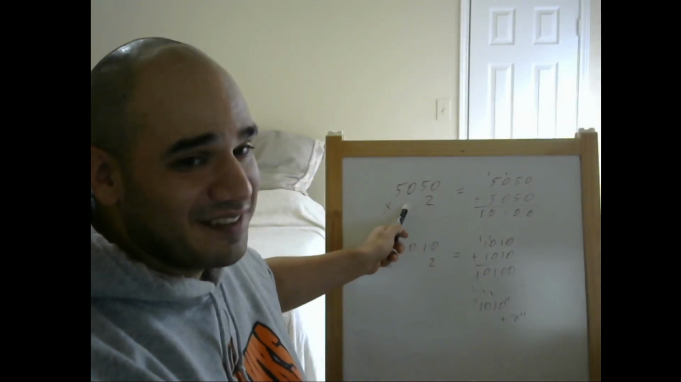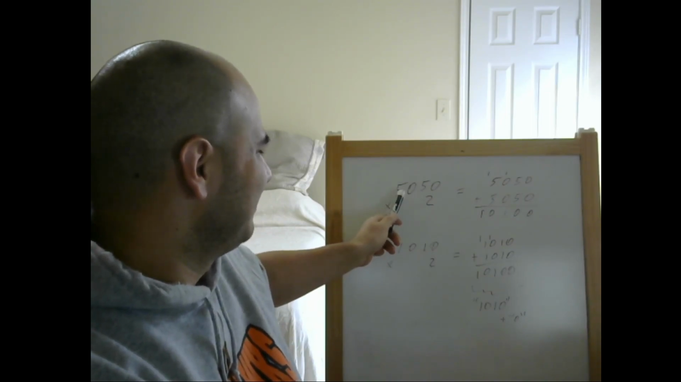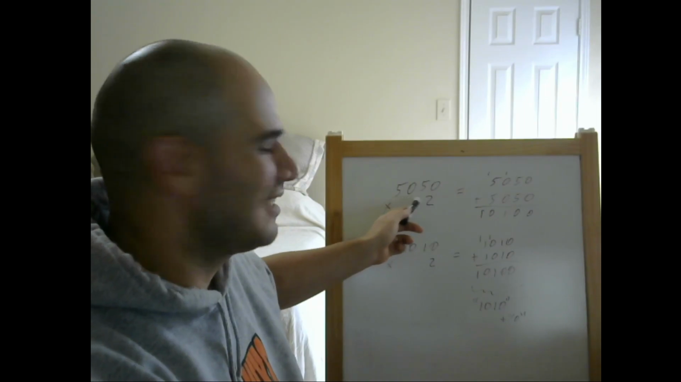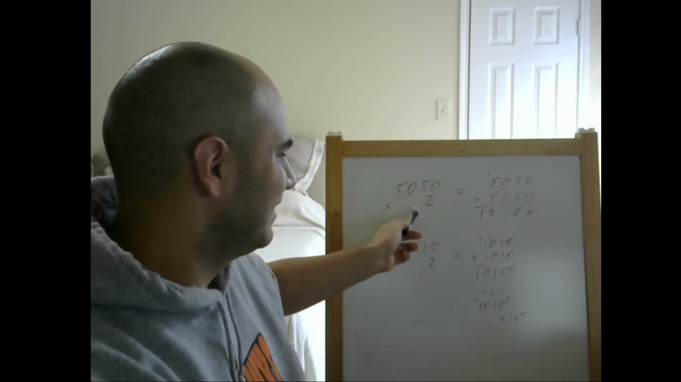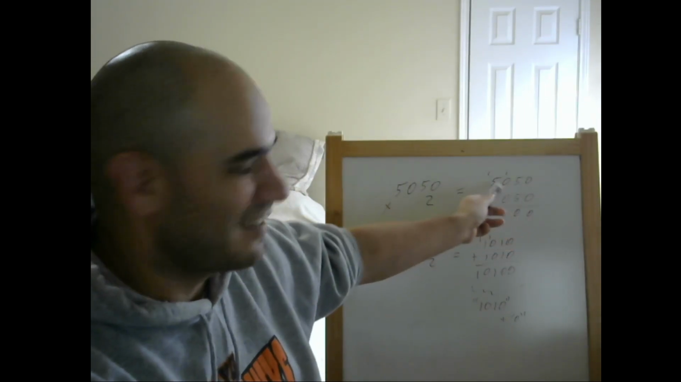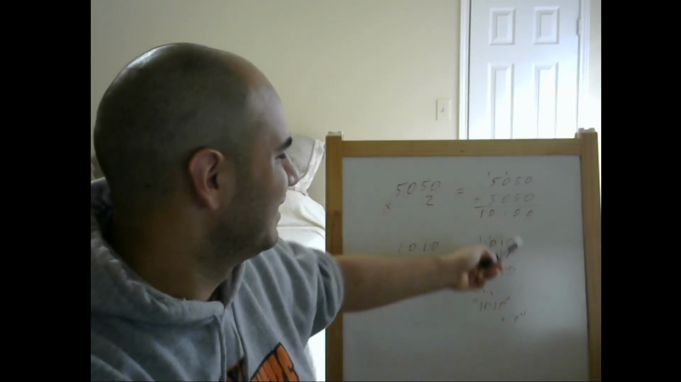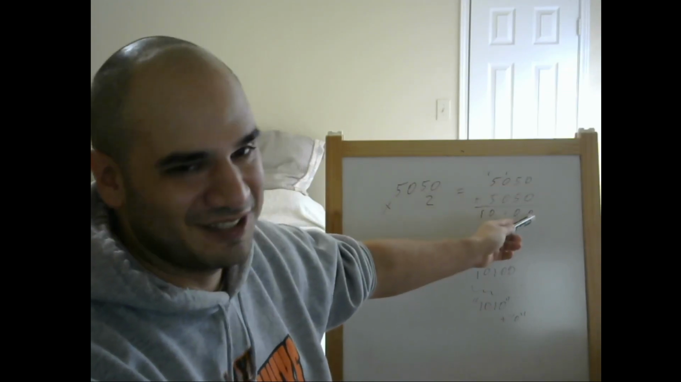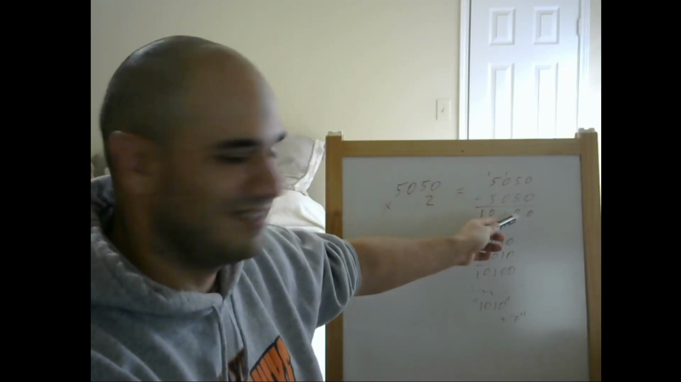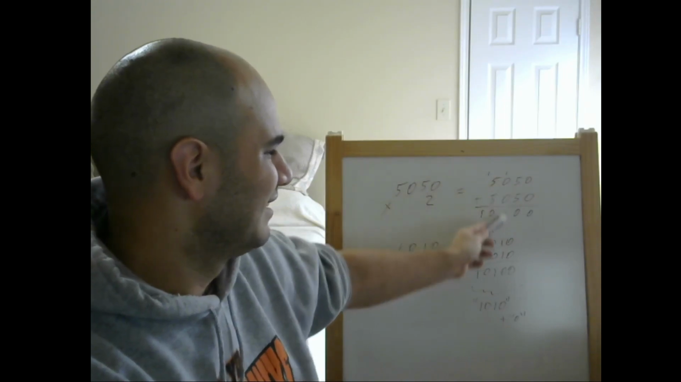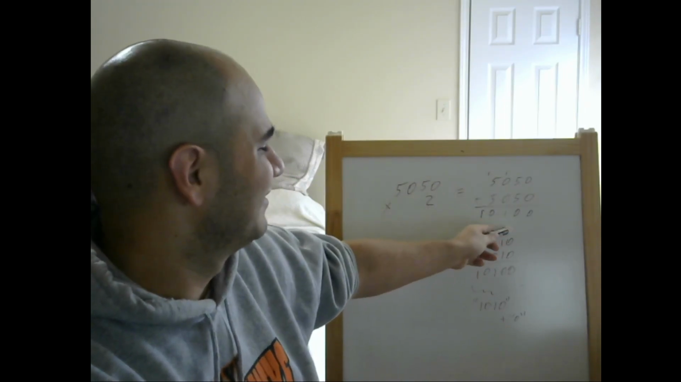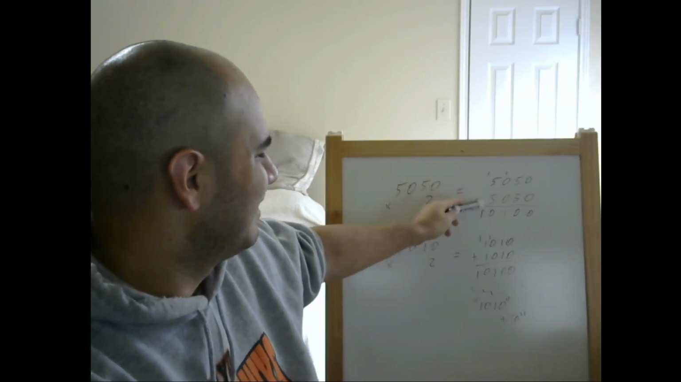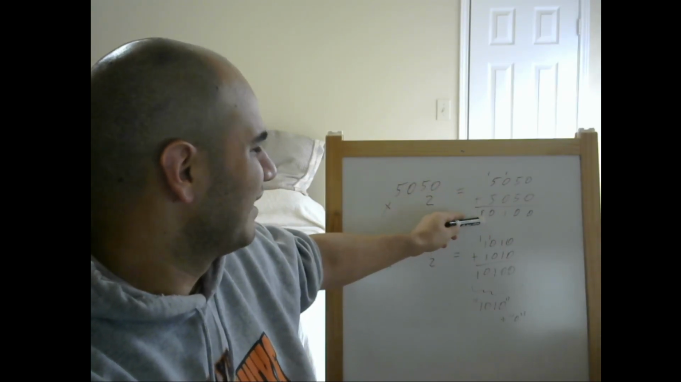Okay, so I wanted to point out that multiplying any number, so this is a decimal representation, 5050, by 2 is the same as adding 5050 to itself. And so you do it column by column. 0 plus 0 is 0, 5 plus 5 is 0, carry the 1, the 1 applies here. And then 5 plus 5 is 0, carry the 1, and the 1 comes down here.